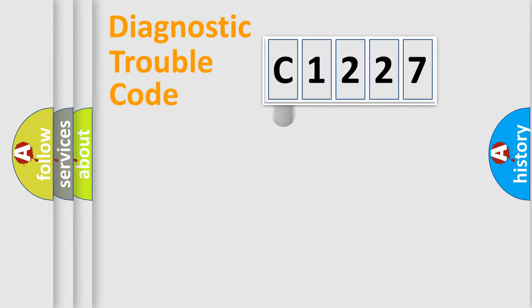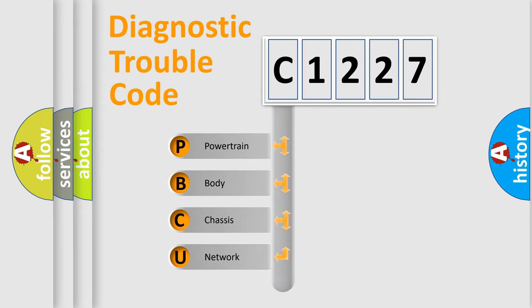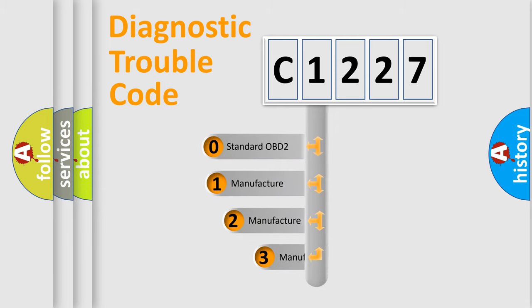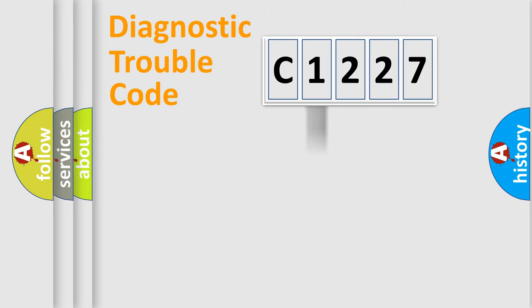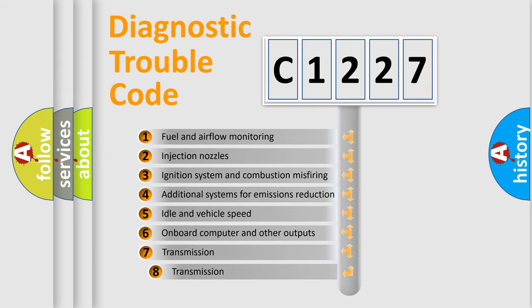Let's do this. First, let's look at the history of diagnostic fault code composition according to the OBD-II protocol, which is unified for all automakers since 2000. We divide the electric system of the automobile into four basic units: powertrain, body, chassis, network. This distribution is defined in the first character of the code. If the second character is zero, it is a standardized error. In the case of the numbers 1, 2, 3, it is a manufacturer-specific error.